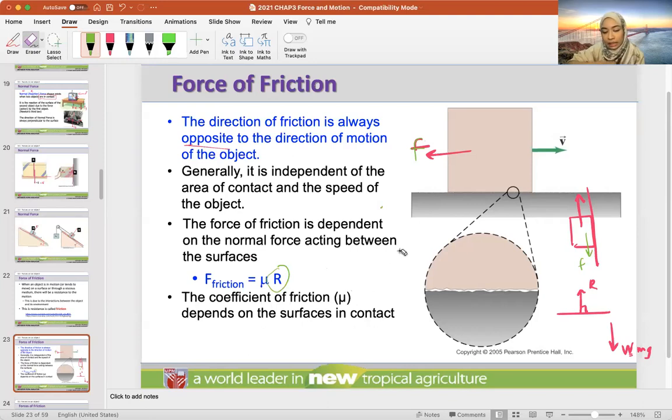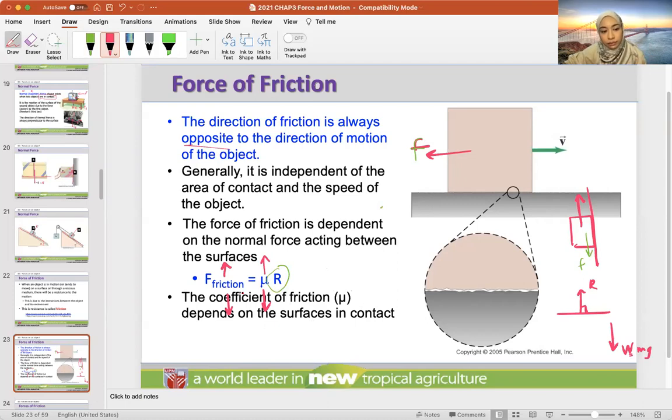Contohnya kalau lantai tu lagi kasar, coefficient ni akan lagi tinggi, friction pun lagi tinggi. Kalau benda tu licin, dia punya mu going to be small, friction pun going to be small. So mu ni depends on permukaan yang kita bergeser tu lah.